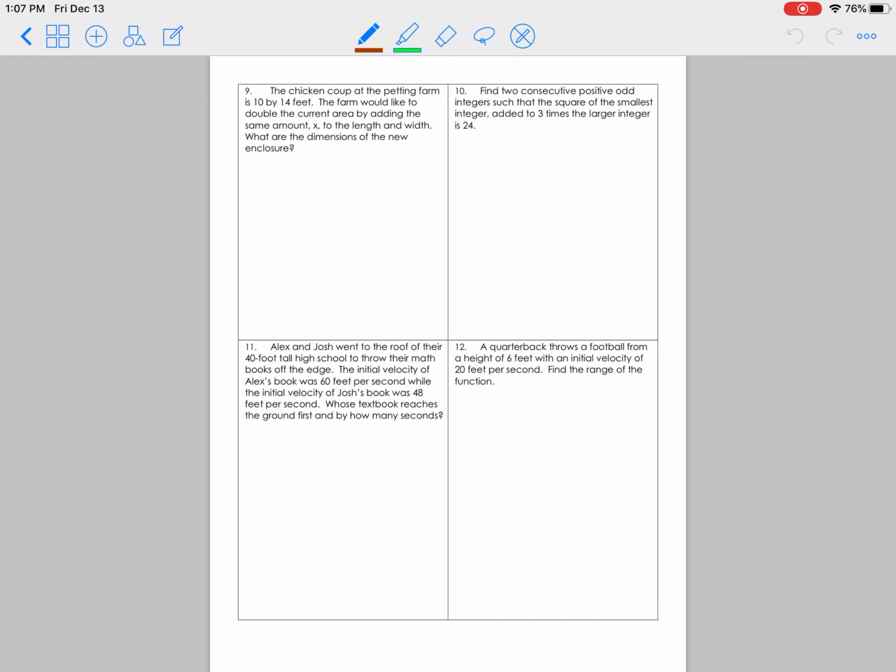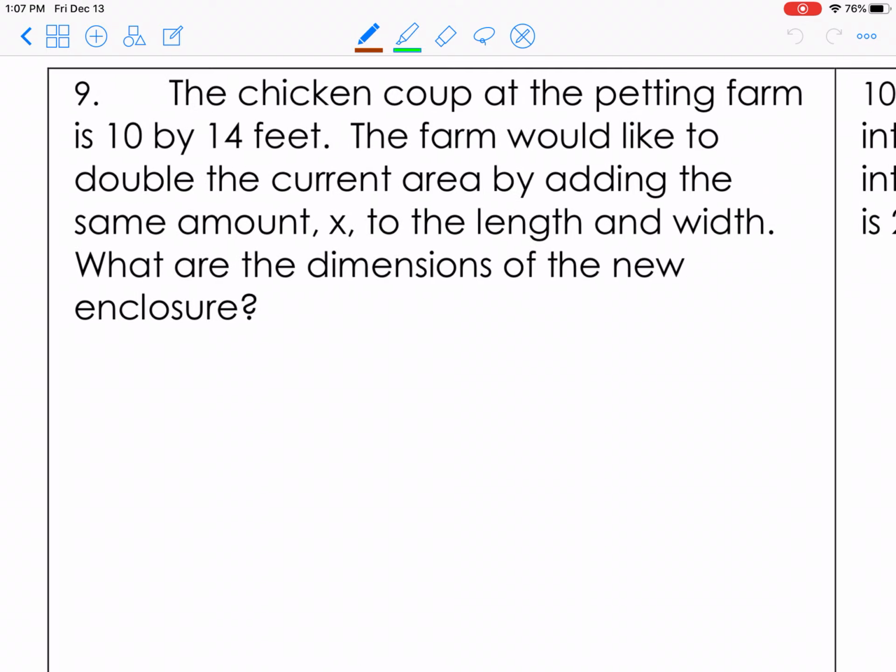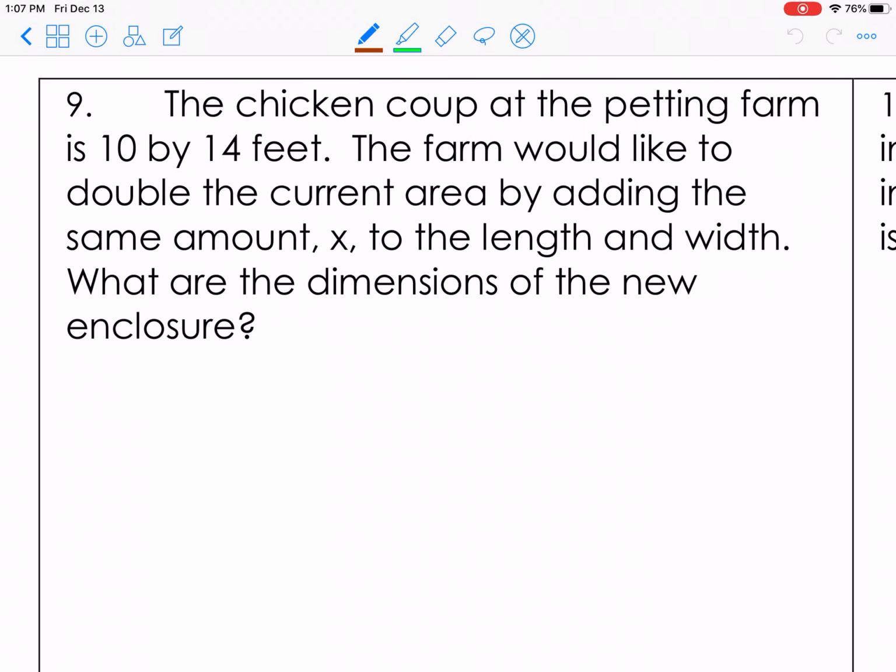All right, then we move into some story problems. This one doesn't yield an integer solution, which is somewhat frustrating, but also definitely possible that we can do this. So, the chicken coop at the petting farm is 10 by 14 feet. So it's some rectangle, this isn't a great picture, but 10 by 14. The farm would like to double the current area.